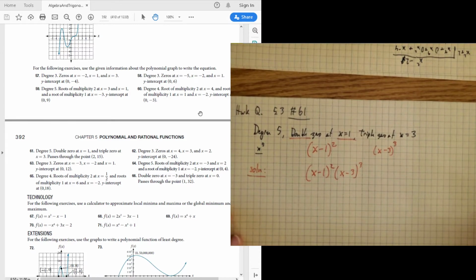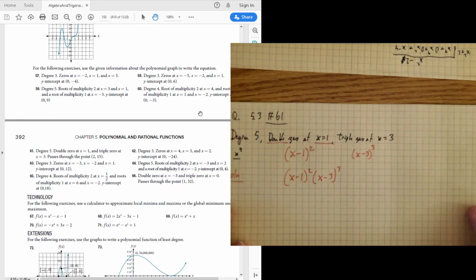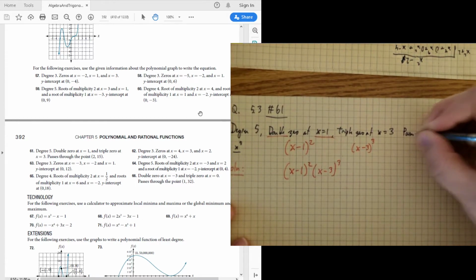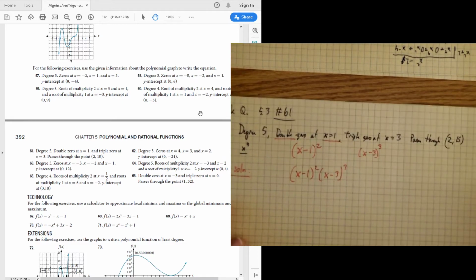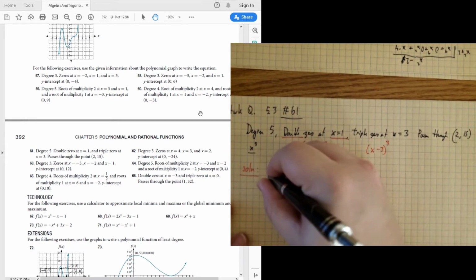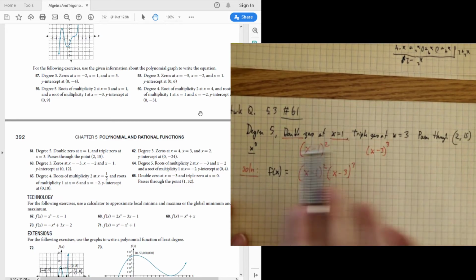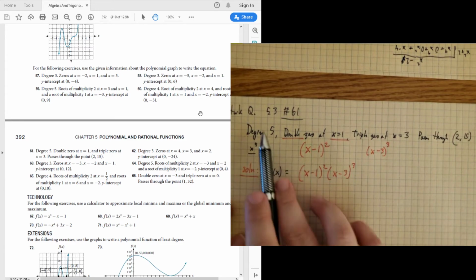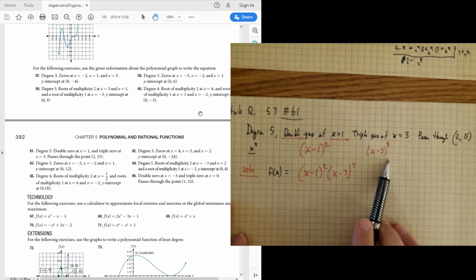Now, there's one last detail that it tells me in the problem. And this is a big thing that I don't think I emphasized enough, and I'm glad somebody asked about this. It says it passes through the point 2, 15. Here's the thing. This is one version of f of x, and it meets all the criteria that have been listed so far. It would have a power of 5, because you'd have x squared and x cubed for a total of 5 x's. It'd be x to the 5th. It does have a double zero at 1. It does have a triple zero at 3.